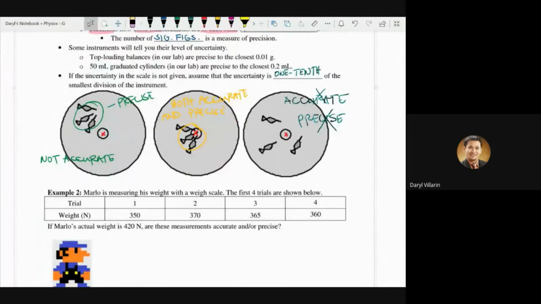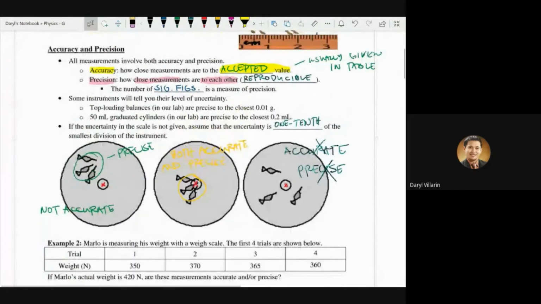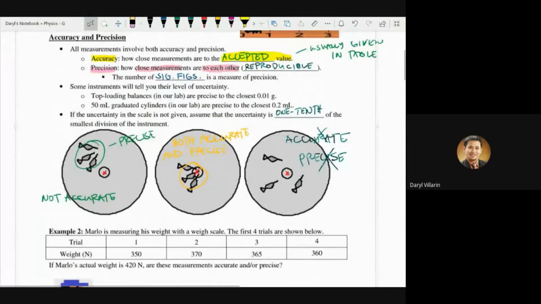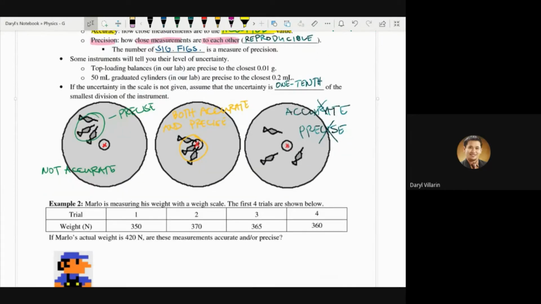Okay, again, previously we tried to differentiate what is precision and accuracy. So accuracy is always comparing your measurement to the accepted value. And precision only means, not necessarily that you have to compare it with the accepted value, but you're just comparing all the measurements that you have. If they're very close to one another, you would say that it's precise. And if not, well, they're not precise.